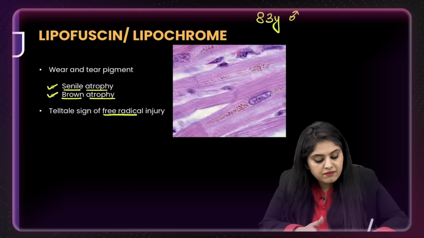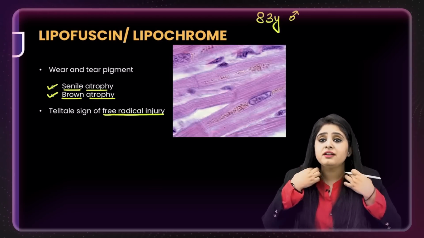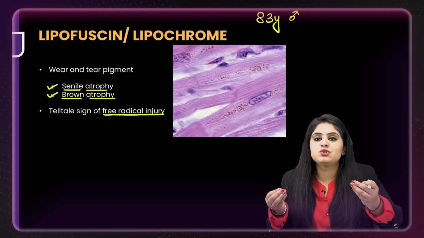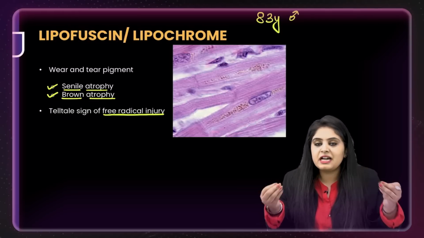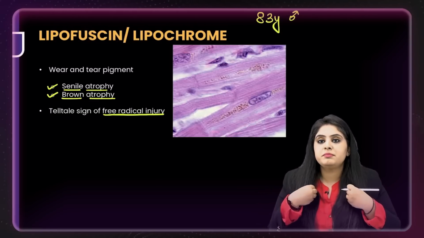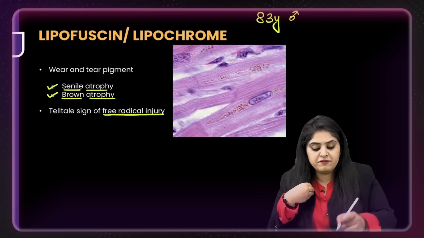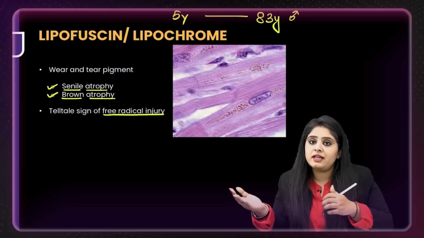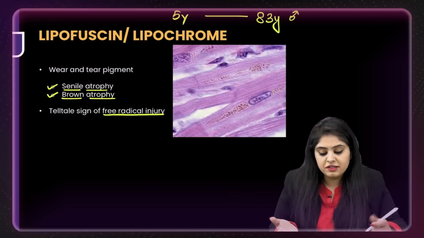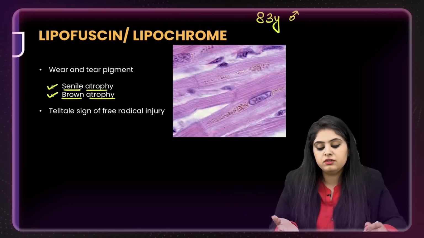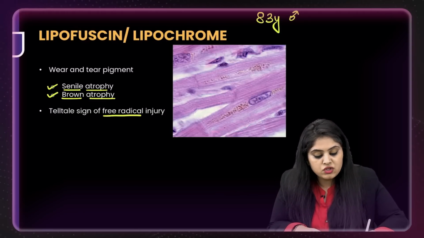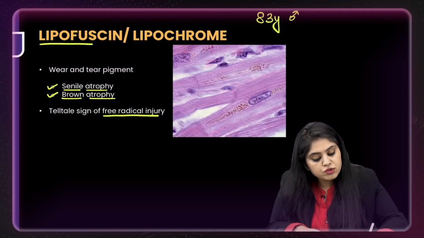Because in old age, we have a lot of free radical injury. What are free radicals? Everywhere around us, all the poisons and chemicals and air pollution and water pollution and every kind of pollution around us is making free radicals in our body. So imagine a 5-year-old kid and an 83-year-old man, who is going to have more free radicals? Obviously, the 83-year-old man. So as the free radical injury increases, the lipofuscin will also increase.